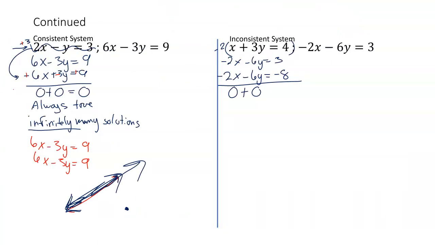Alright, so we end up with -5. Does 0 equal -5? That's never going to be true. So again, I end up with a never true statement. Never true statement means no solution.